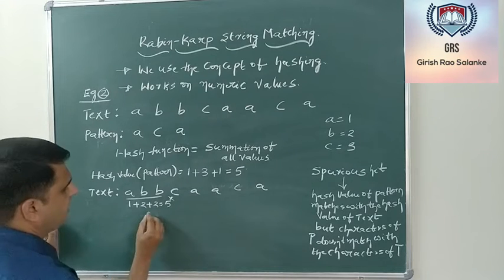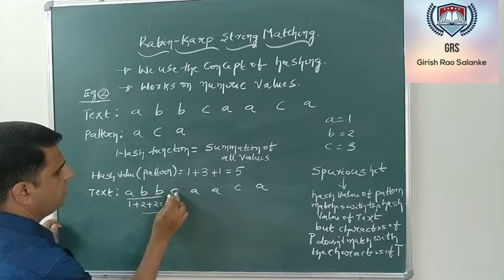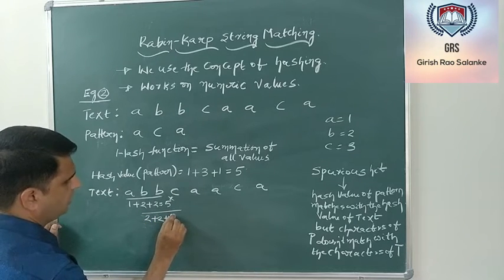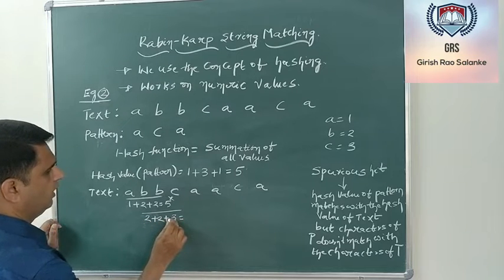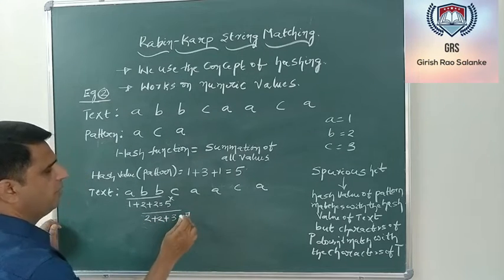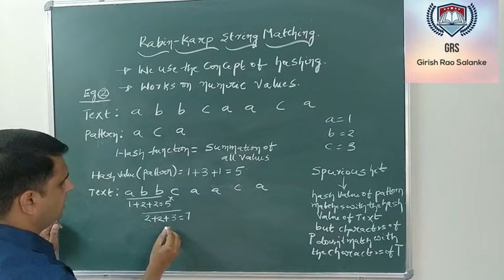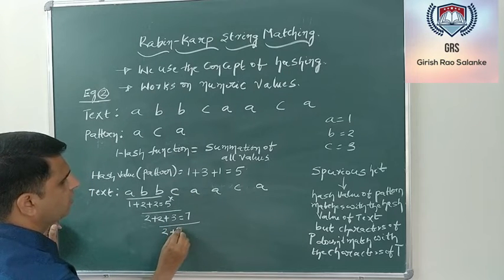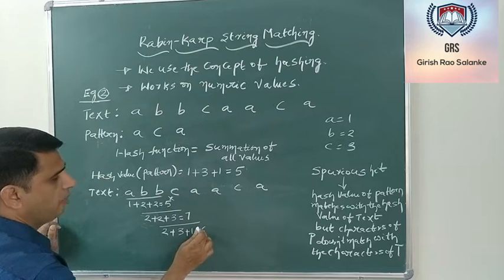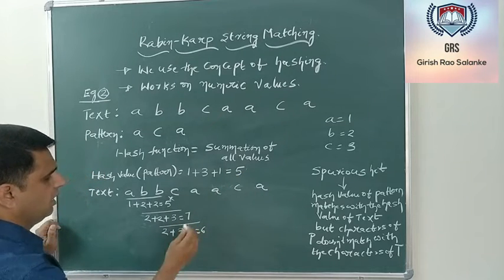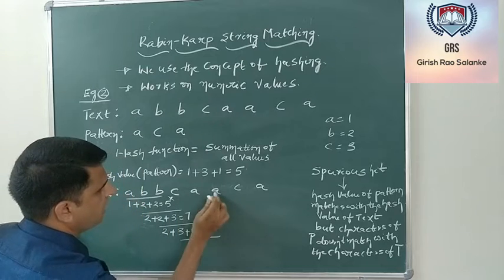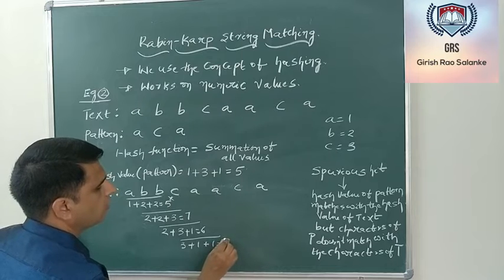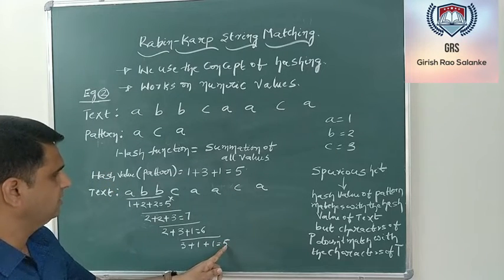Next, I will take the next 3 characters. The next 3 characters are B, B, C. So B is 2, plus 2, plus C is 3, which is 7. Compare 7 with 5, it does not match. Now the next 3 characters, BCA: this is 2 plus 3 plus 1, which is 6. Compare 6 with 5, this does not match. Next, CAA. C is 3, A is 1, and the next A is also 1. So this is 5. So 5 matches with this 5.